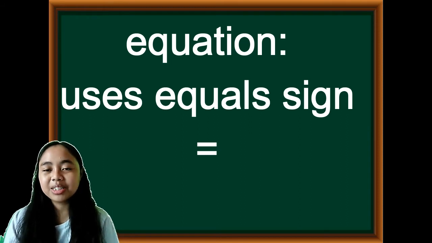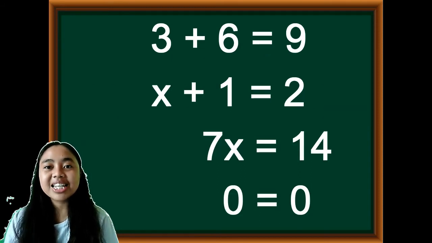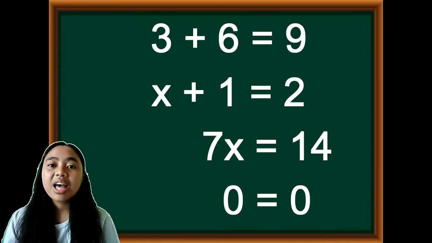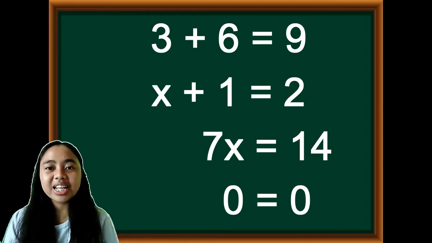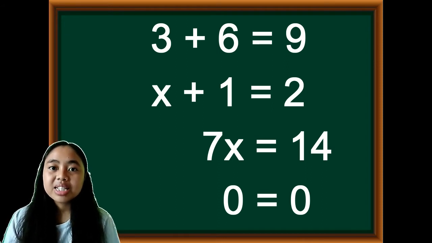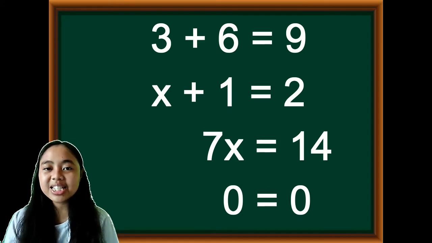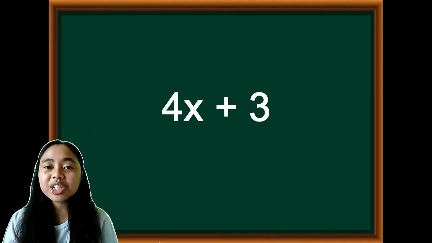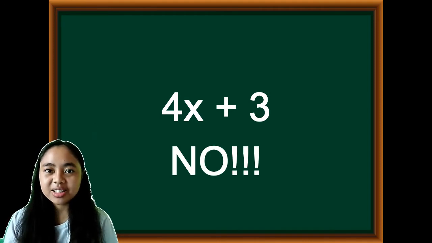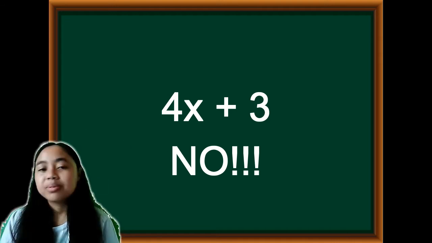Let's have some examples. 3 plus 6 equals 9. This is an equation. X plus 1 equals 2 is an equation. 7x equals 14 is an equation. 0 equals 0 is an equation. How about 4x plus 3? Is it an equation? No, it is not, because 4x plus 3 is just an expression. It does not have an equal sign.